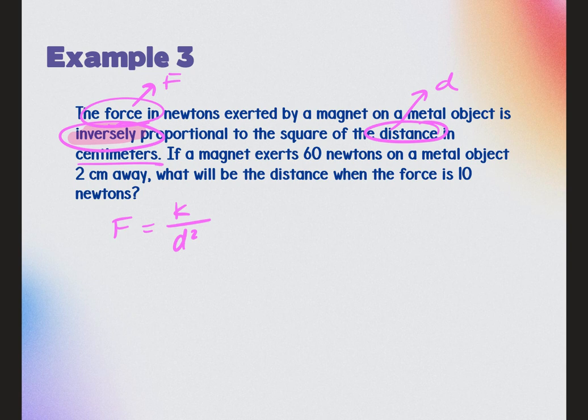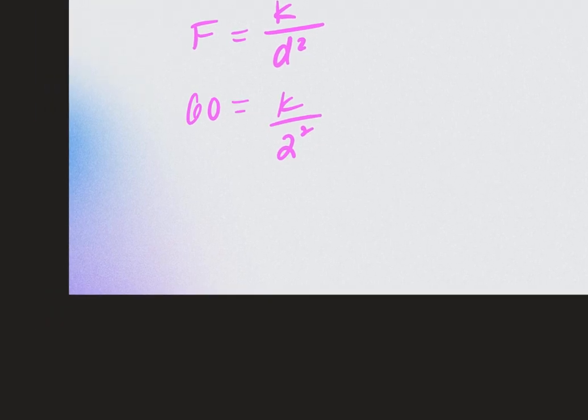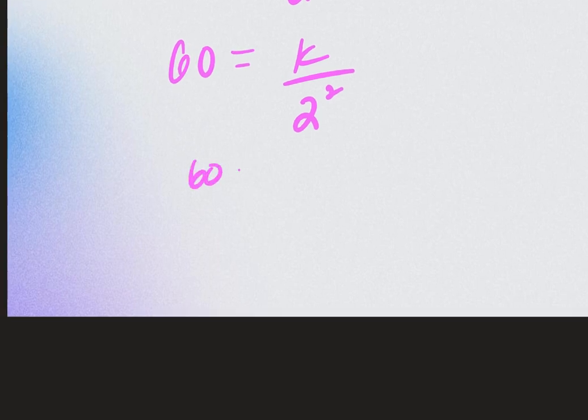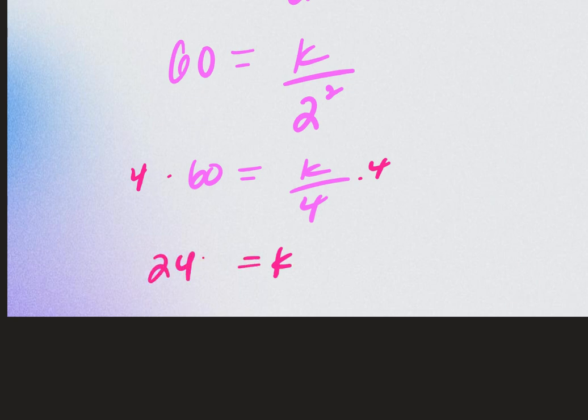So first round it says that if the magnet exerts 60 newtons, that's your force, so 60 is my force, on a metal object 2 centimeters away, that's my distance. The k is the unknown. The distance is 2, so I square it, and then we're going to solve for k. So I'd get 60 equals k over 4, and I multiply by 4 on both sides, and I get k equals 240.